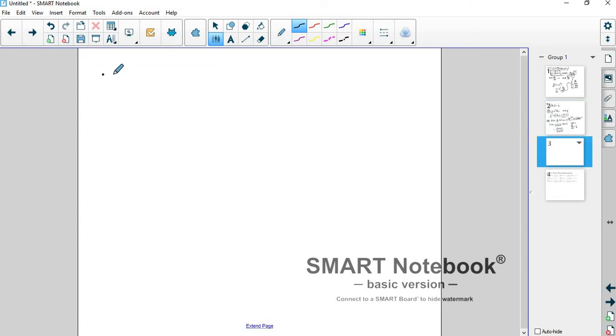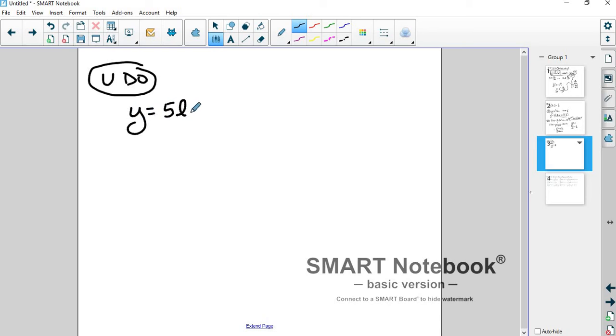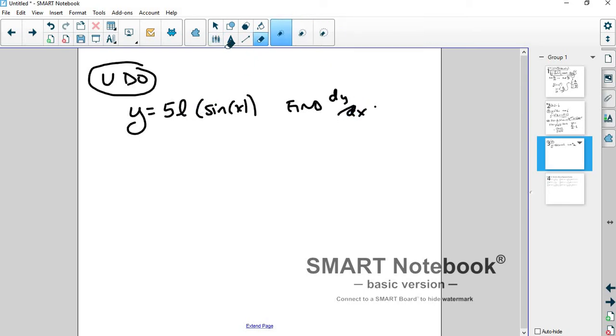I want you guys to try one. I want you to do this one. Let y equal 5 natural log of the sine of x. I want you to find dy dx, or y prime, or whatever. We're not doing implicit differentiation. We used implicit differentiation to derive the natural log derivative, but this is not implicit differentiation, okay? So don't let the notation fool you. Pause the video and see what you can get.